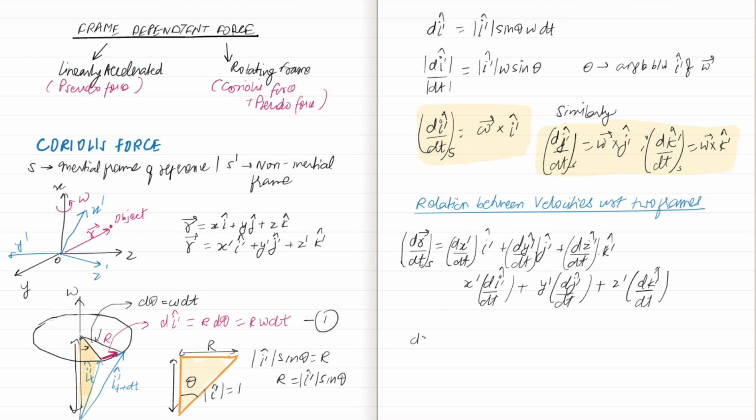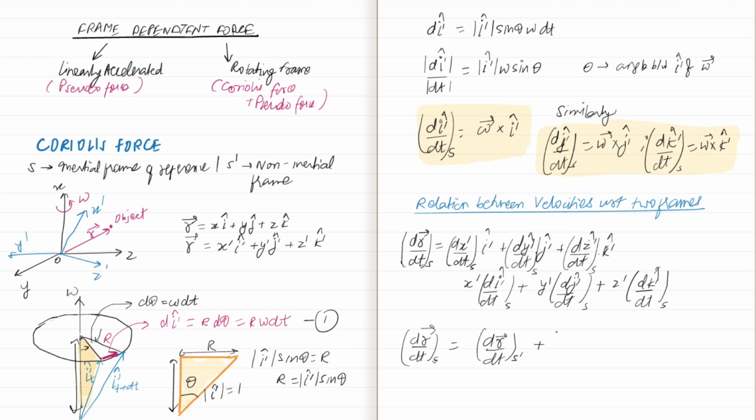So this expression is dr by dt with respect to S, the inertial frame, is nothing but dr by dt with respect to the non-inertial frame, which was S dash, plus we have these three terms. So if you see di dash by dt with respect to S, all these are with respect to S. So if you look at the above expression, this di dash by dt was omega cross i dash cap. So here di dash by dt we can write omega cross i dash cap. Here we can write omega cross j dash cap, and here it is omega cross k dash cap.